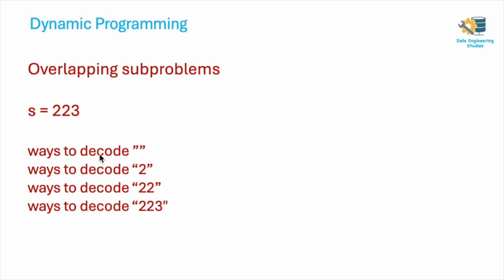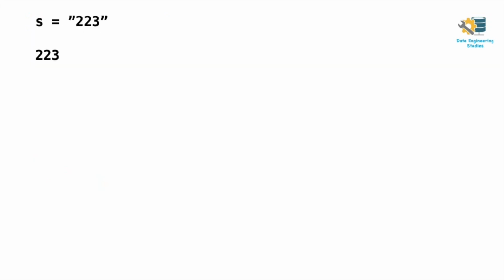Based on the first subproblem, we are going to calculate the second subproblem. Based on the second subproblem, we are going to calculate the third subproblem. Based on the third subproblem, we are going to solve the fourth subproblem. Thereby, we will find the solution. Let's take the example S equals 223. As I mentioned, we will break it down into different subproblems. That is, an empty string, the first character which is 2, the first and the second character which is 22, and the 3 characters which is 223.